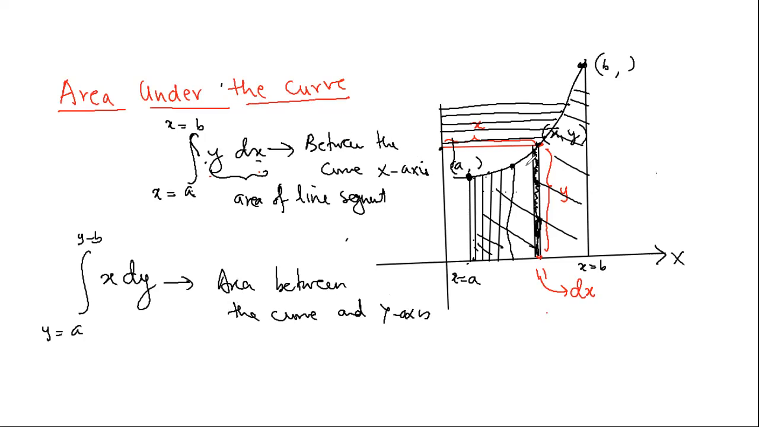So we use area under the curve. If there is a curve, a part of the curve is above and a part of the curve is below. We are talking about integral a to b y dx, which is only the area from the curve till the x-axis, not even below it.